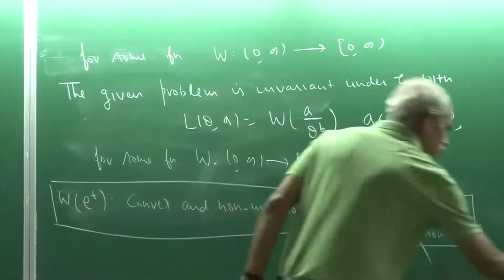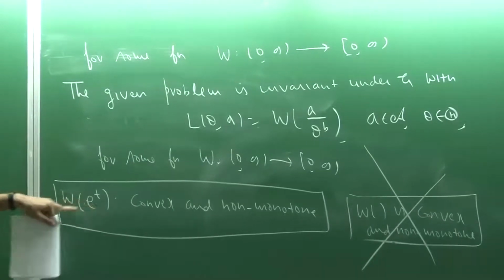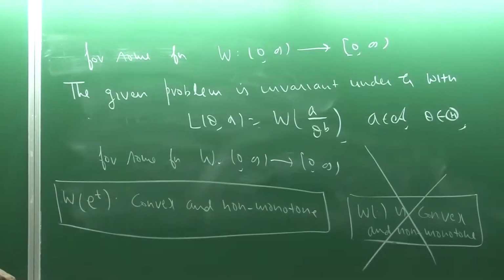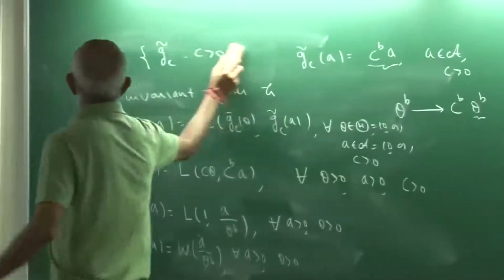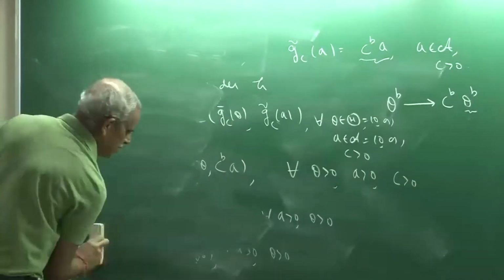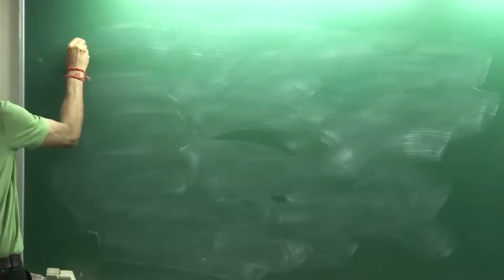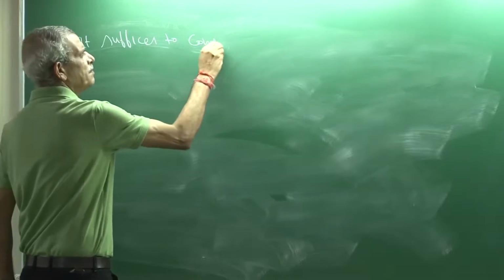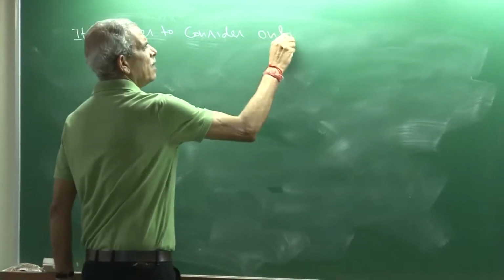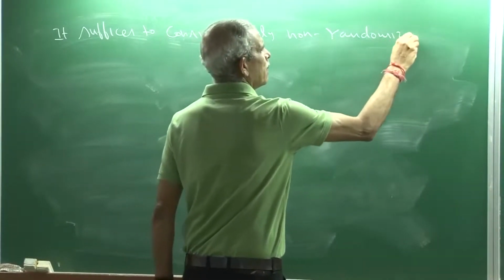Okay, so when we are considering W of e to power t to be convex and non-monotone, it would be clear that I'm only considering the non-randomized estimators. It suffices to consider only non-randomized estimators.